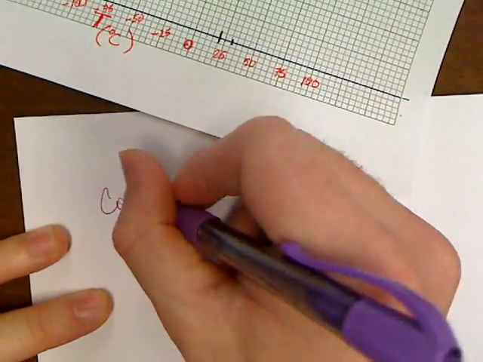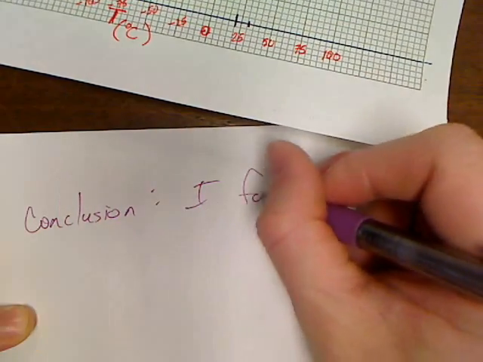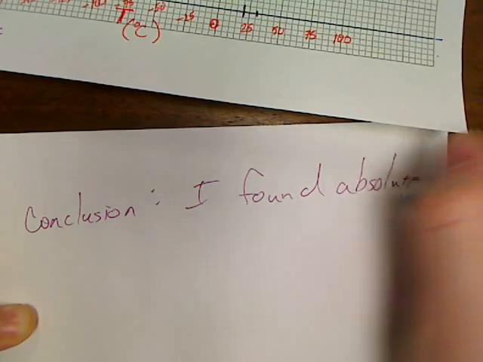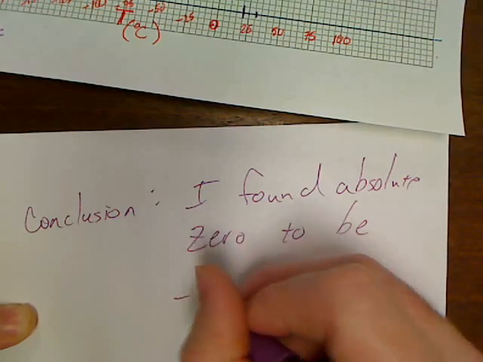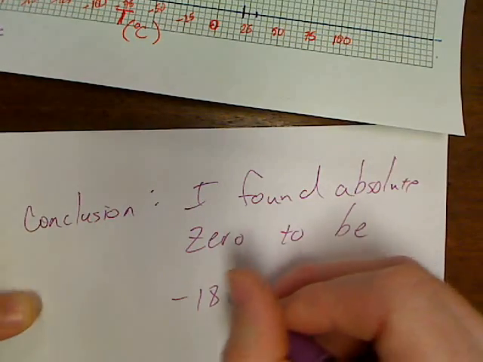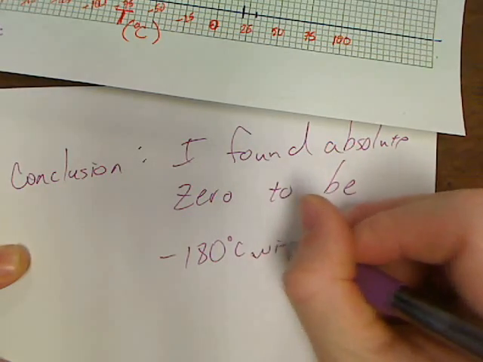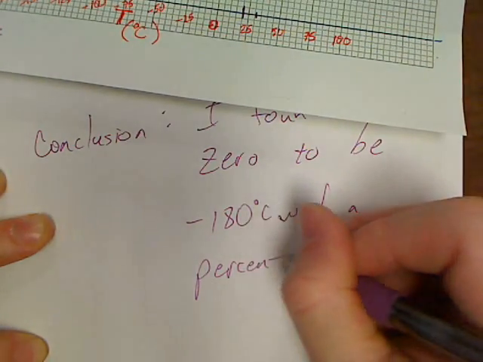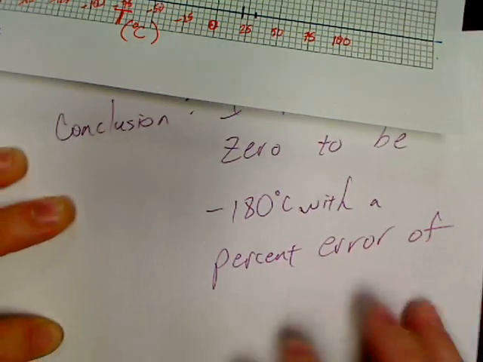Conclusion: I found absolute zero to be negative 180 degrees Celsius, with a percent error of, ooh, well, that's a good point.